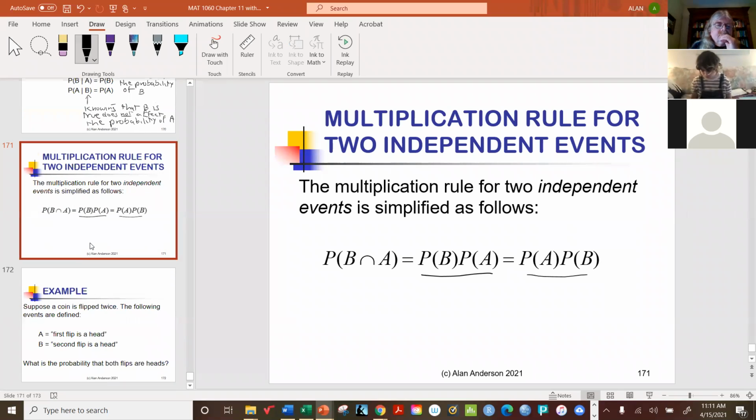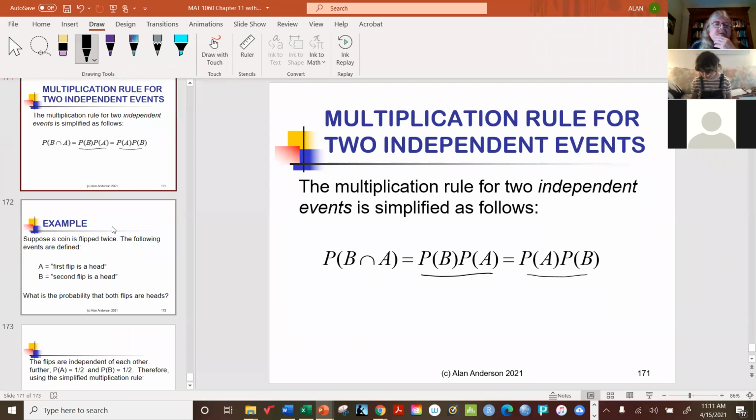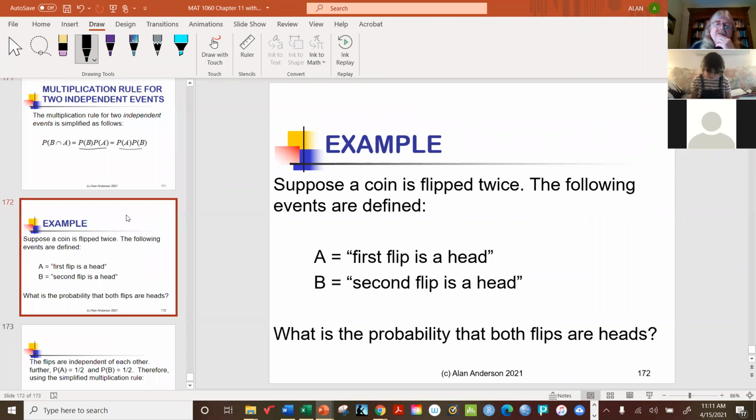All right, now, here's another simple example. It's related to the cards case, except it's a little different. This time we're going to flip a coin. Now, it should be pretty clear that when you flip a coin, let's say I flip the coin twice, and I'm only interested in whether it turns up heads or not. Does the first flip affect the second flip?